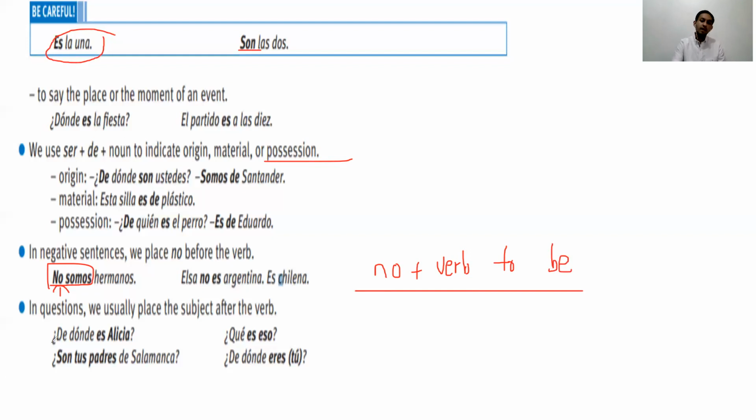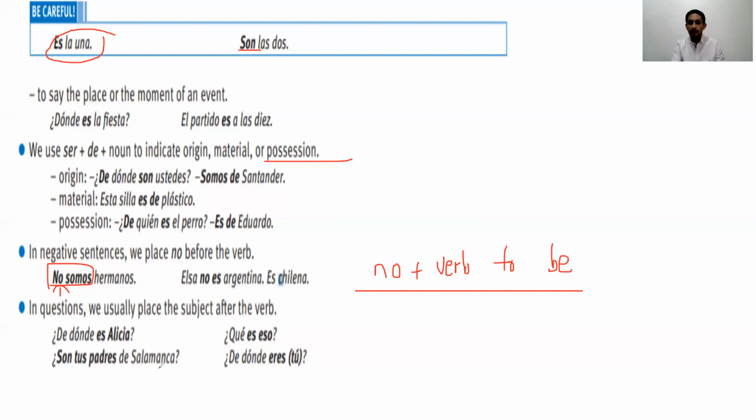Right. In questions, we usually place the subject after the verb. ¿Dónde es Alicia? ¿De dónde es Alicia? Sorry. ¿De dónde es Alicia? ¿Son tus padres de Salamanca? ¿Qué es eso? ¿Y de dónde eres tú? So, for questions, as you can see, we use it before the noun.